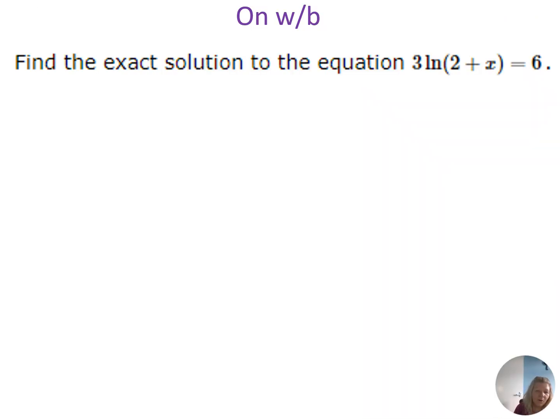Okay, on the whiteboards, have a go at this one. So you'll end up with your answer in terms of E. Don't find me any decimals, just leave your answer with an E in it. Trying to find X, by the way.